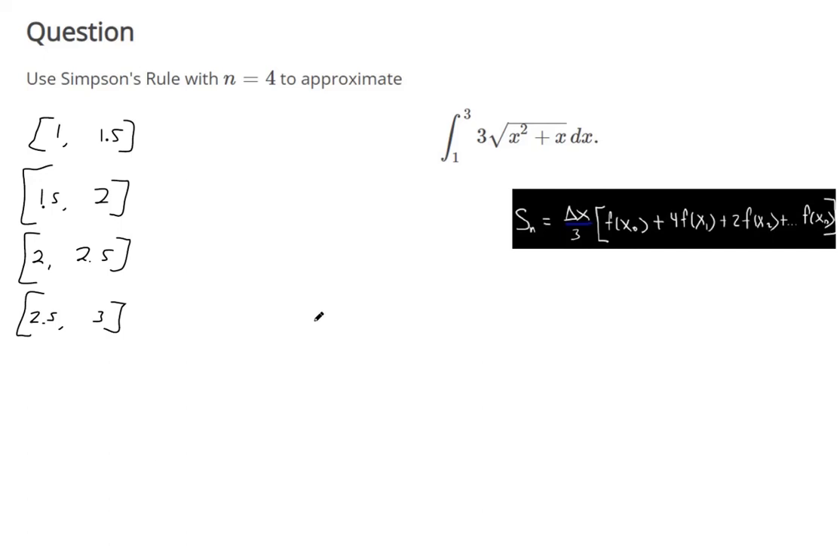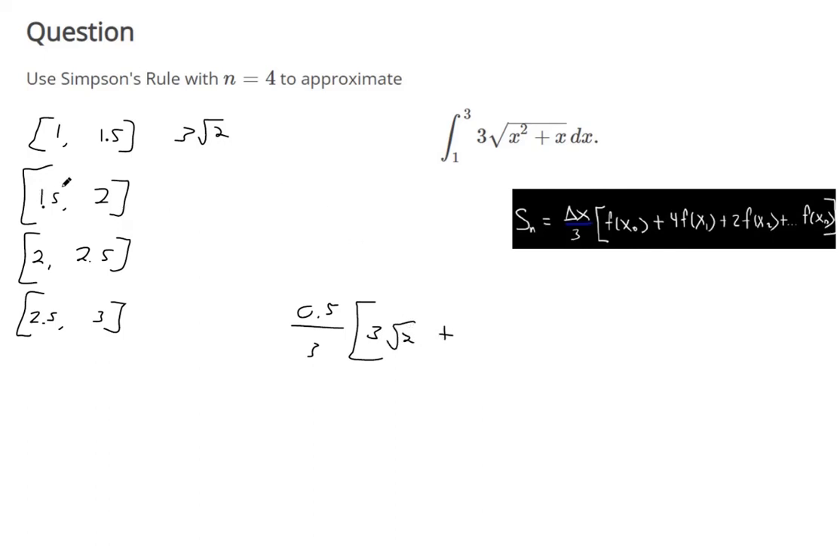Okay, so if you plug everything into the formula, delta x is 0.5 because that's the size of the intervals. And then f of x sub 0 just means we're supposed to plug x sub 0 into the function. So x sub 0 is 1, and if you plug 1 into this function, 1 squared is 1, 1 plus 1 is 2, so this is 3 square root of 2. They said a decimal approximation on this one, so we could do that later. This is 3 square root of 2.